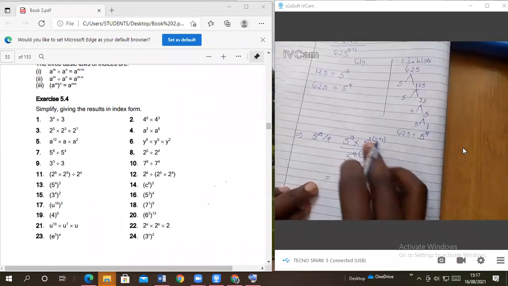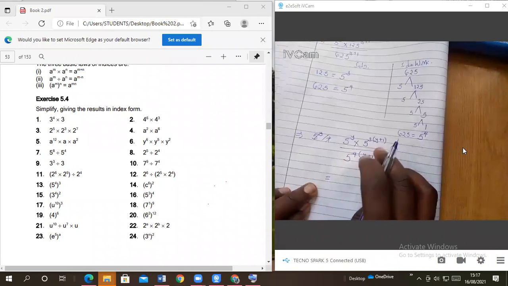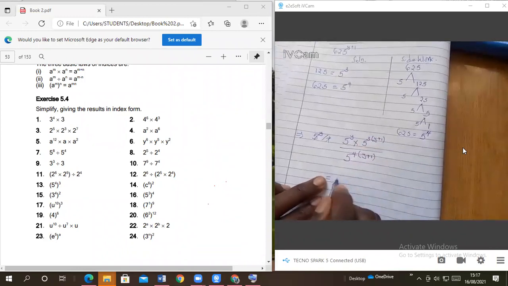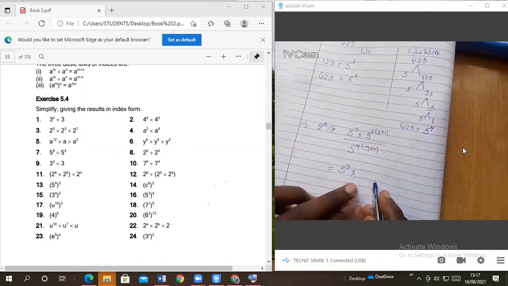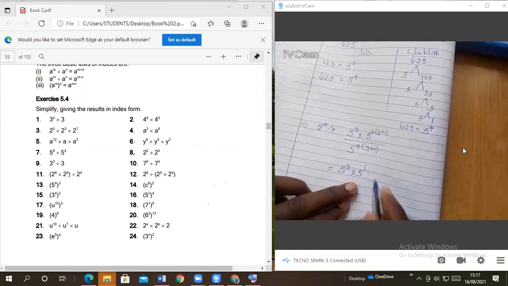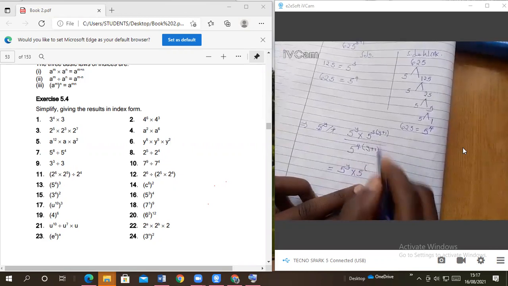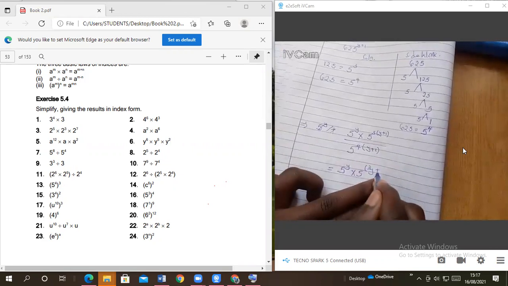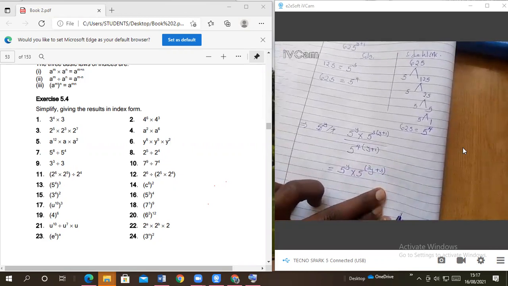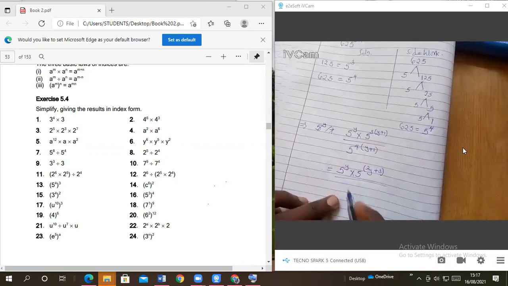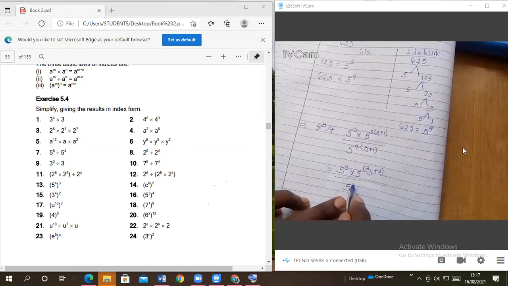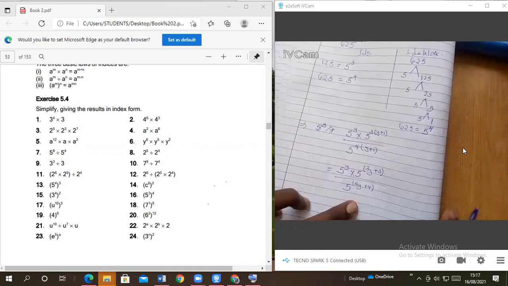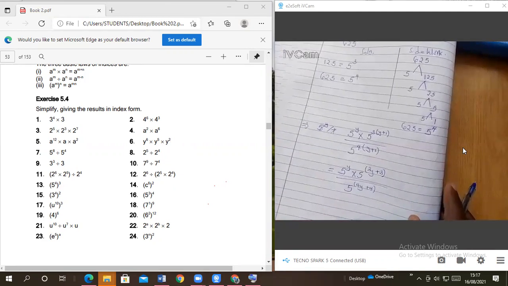So we go ahead and open this. So we shall have 5 to the power y times 5 to the power, if you open this one, 3y plus 3, over 5 to the power, this one, if you open this, will give us 4y plus 4.